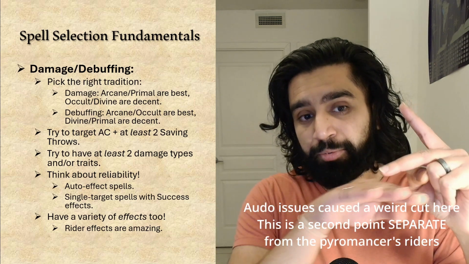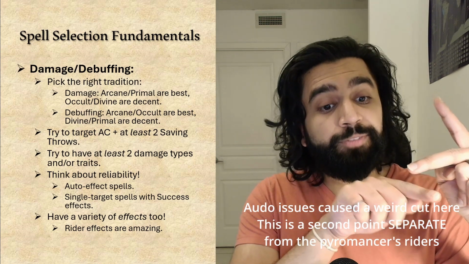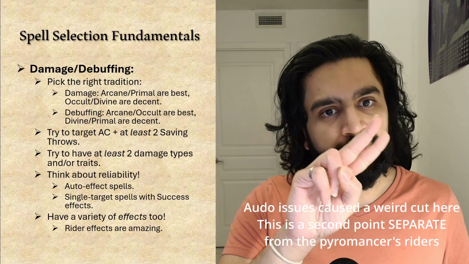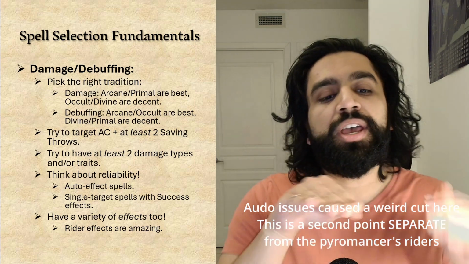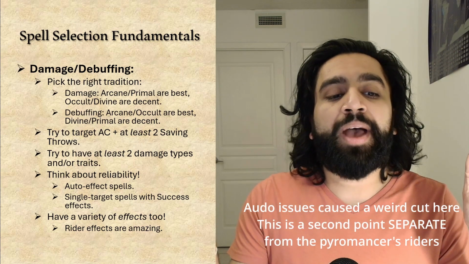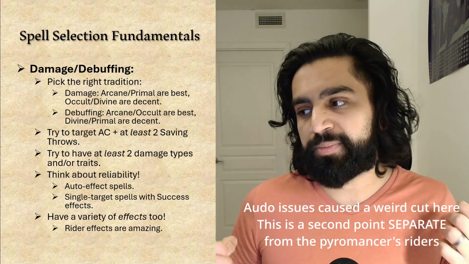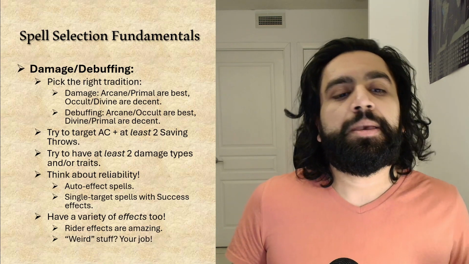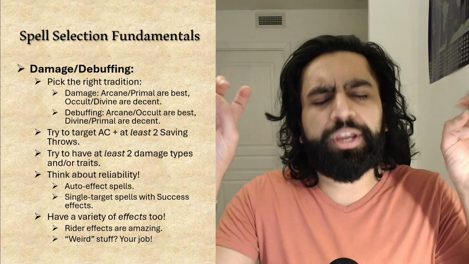But I also want to bring a variety of effects. In reflex, I have containment for action denial, but I also have acid grip for force movement, and I also have fireball for damage. Having both axes of variety like this will go a long way towards making you feel good about your spellcaster. And finally, whenever you're picking spells, make sure you're accounting for weird stuff.